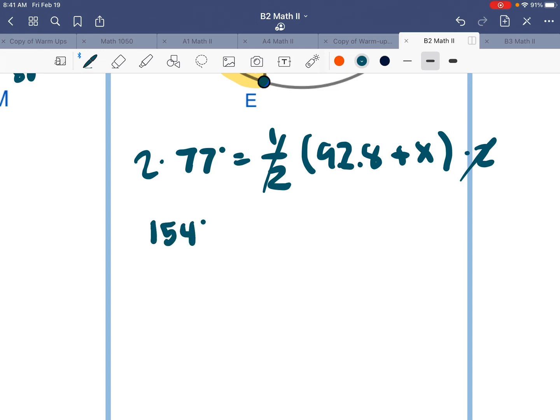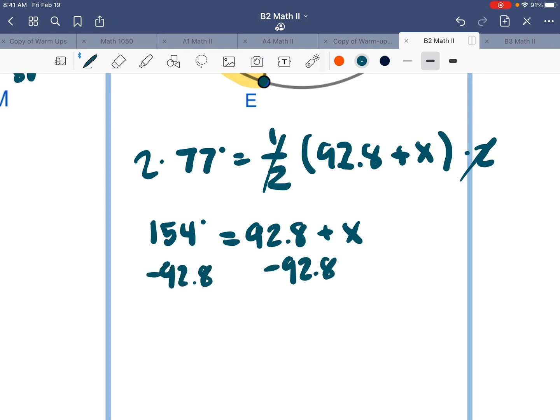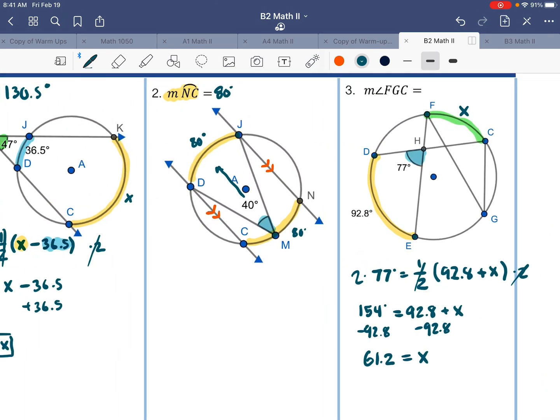154? Yep, I was double checking. 154 equals 92.8 plus x, so I'll subtract 92.8, subtract 92.8, and we get 61.2 equals x. So that is the value of the green arc. So maybe I'll highlight it here. So that's the green arc.